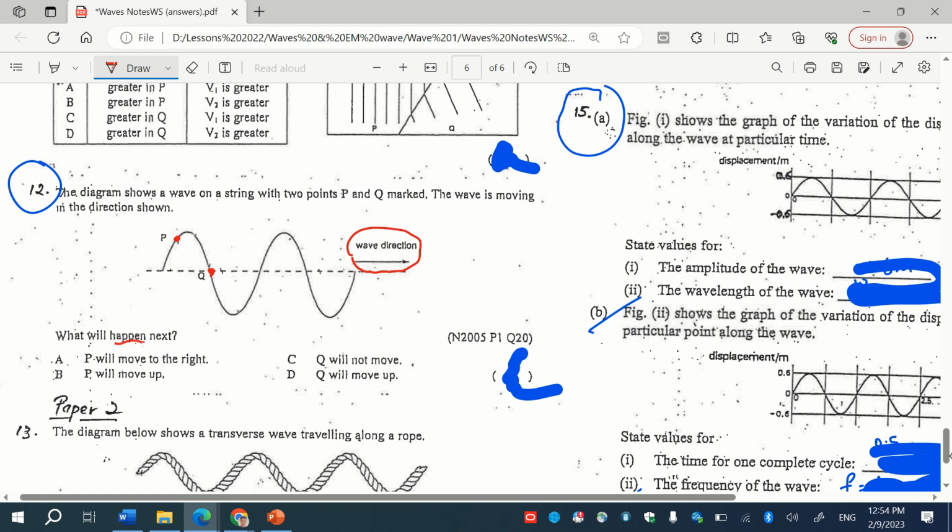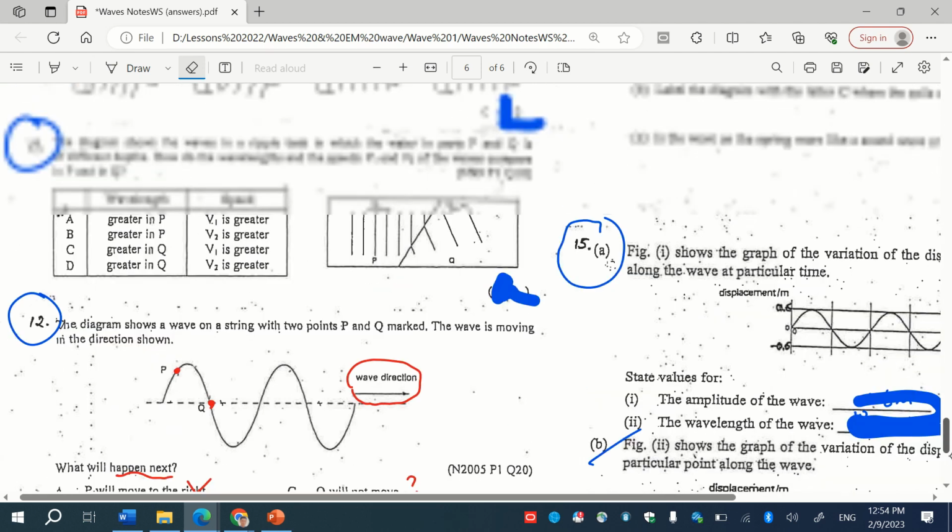What will happen next? Will P move to the right? That's ridiculous, right? They only move up and down. Will P move up? That is possible. Will Q not be moving? I'm not sure. Will Q be moving up? So you check with the new position how P and Q will move. You pause here, get your answer. Now check my answer. My answer is D. I hope you got that right. If you got it right, it means you know how to answer this kind of question already.